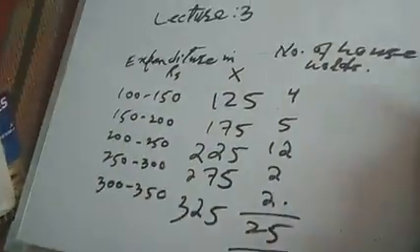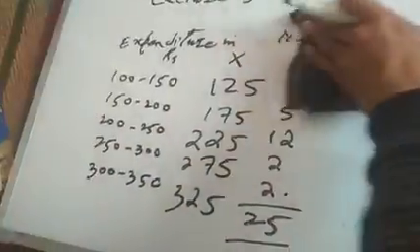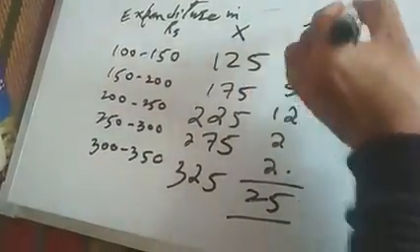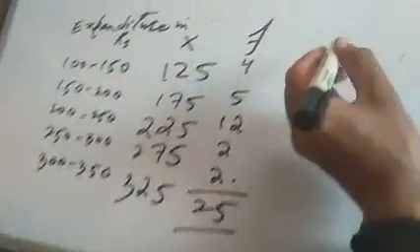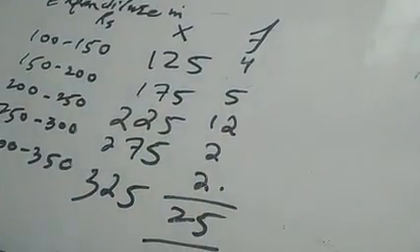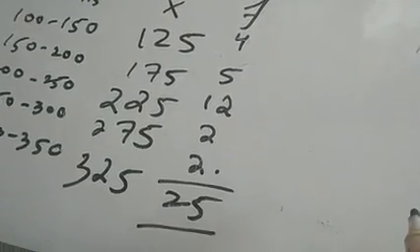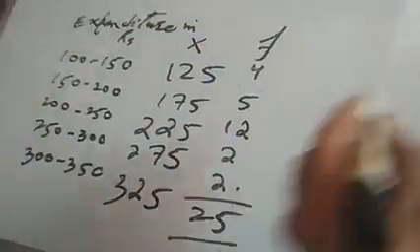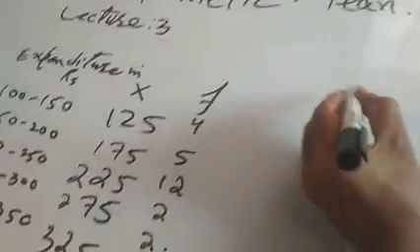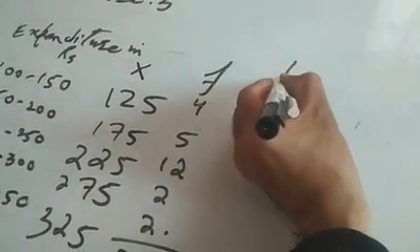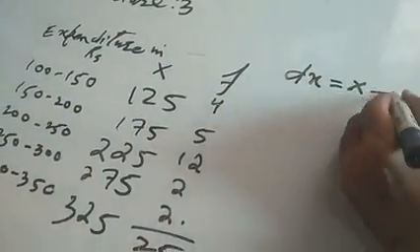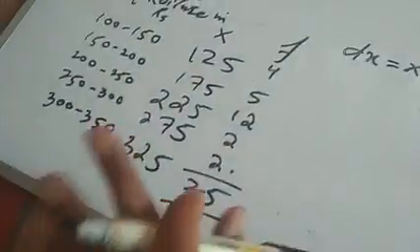So it is x, and the number of households is this. We denote it as the frequency, how many times the value is repeated. We denote it by f, frequency. Now, as I have told you, you have to find the deviations from the assumed mean, dx. You have to find the dx column, and we know dx is equal to x minus the assumed mean, which we will assume.